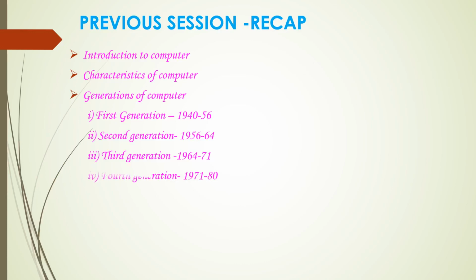Next one is the fourth generation computer. The duration between 71 to 80 is 9 years. First generation duration is 16, second generation is 8, third generation is 8, but the fourth generation is a little bit different, that is 9. It's very easy to memorize.